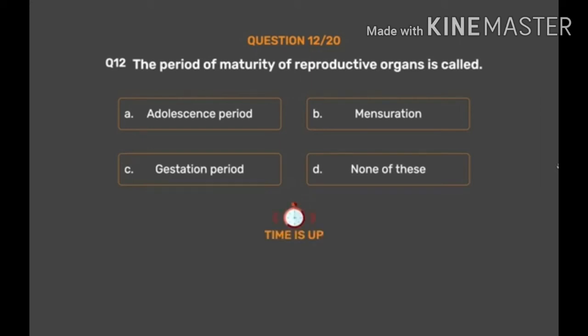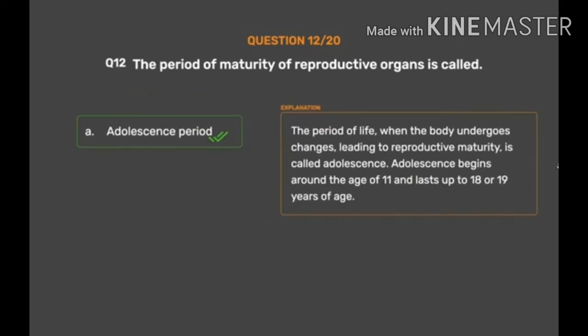The correct answer is option A, adolescence period. The period of life when the body undergoes changes, leading to reproductive maturity, is called adolescence. Adolescence begins around the age of 11 and lasts up to 18 or 19 years of age.